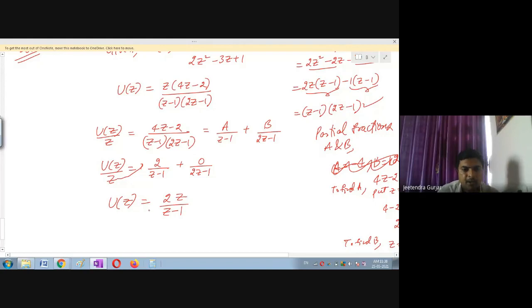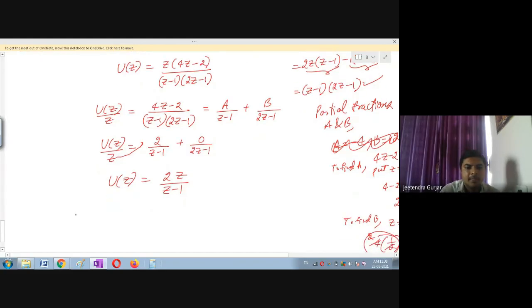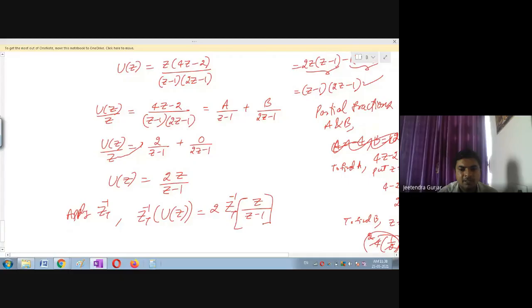Now the last step, after modifying this equation in such a way that I should get the inverse z transform directly using the formula. Now I'm going to apply the inverse z transform. U of z is equal to, I will take 2 outside, which is constant. So the inverse z transform of z divided by z minus 1, students. Please tell me what is the answer now.